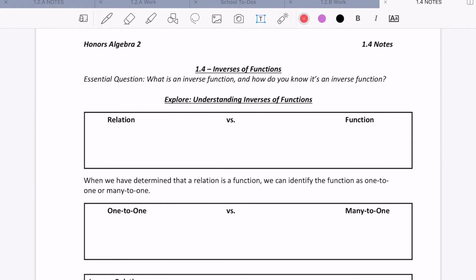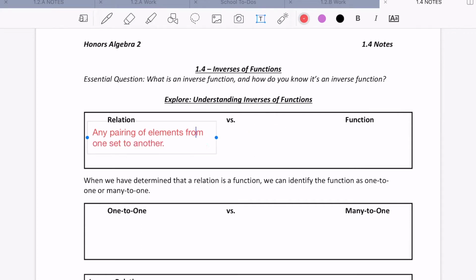The final section we are looking at in the functions unit is the inverse of functions. So we are going to find an inverse and determine if it is an inverse function. Okay, first of all, a relation. What is a relation? A relation is any pairing of elements from one set to another.